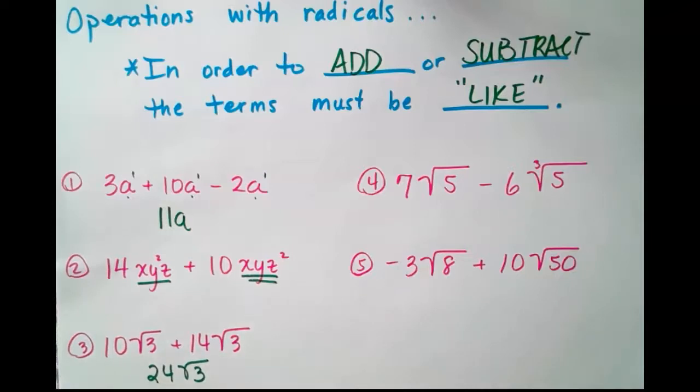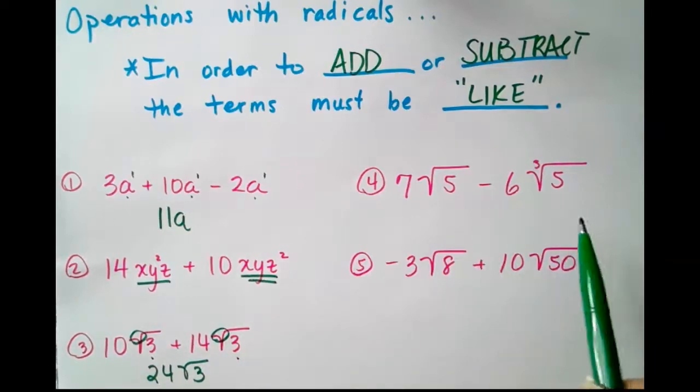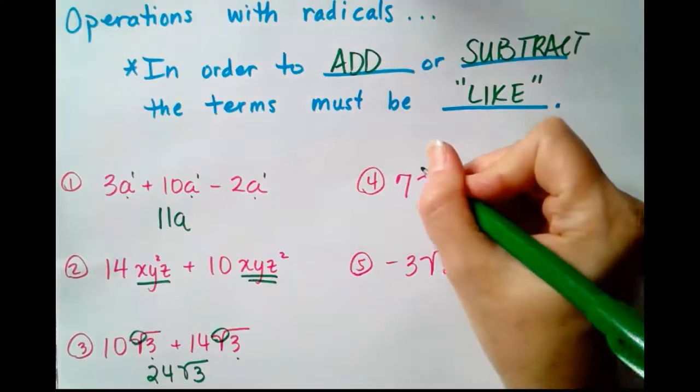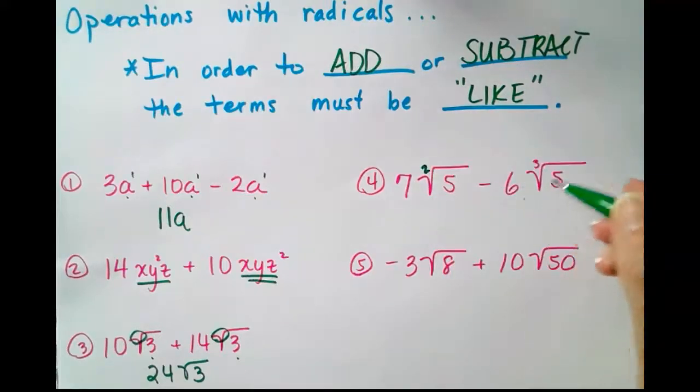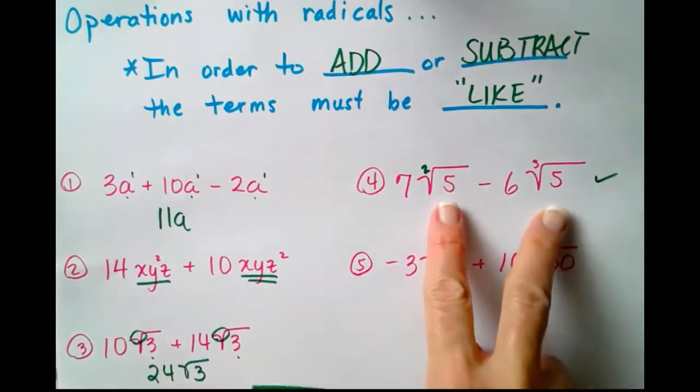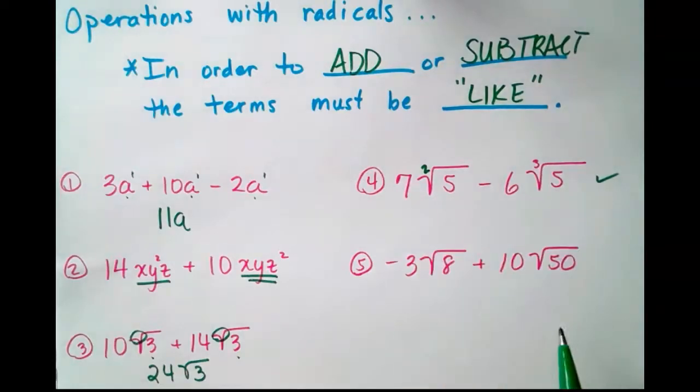The radical has to be exactly the same, both the index as well as the radicand, which in number 4, is 7 square root 5 minus 6 cube root 5. This is fully simplified because these two radicals have a different index. Lastly, number 5, negative 3 square root 8 plus 10 square root 50. Well, as it appears, they do not have a like radicand.